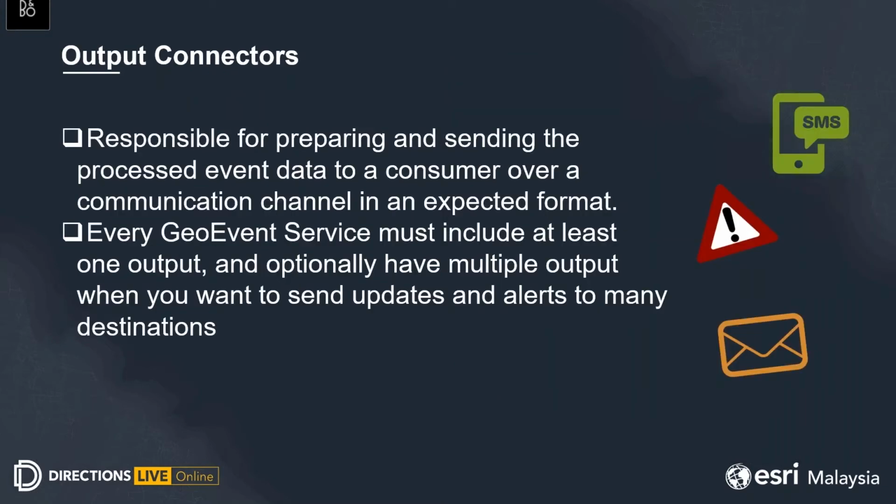So when input is being received, it needs to be sent out, right? ArcGIS GeoEvent Server can send the event data it has received to a variety of destinations. An output connector, which is also known as an output, is the component of the ArcGIS GeoEvent service responsible for preparing and sending the processed data to a consumer over a communication channel in an expected format. Every GeoEvent service must include at least one output, with the option to add multiple outputs, allowing you to send updates and alerts to many destinations when a pattern of interest is detected.